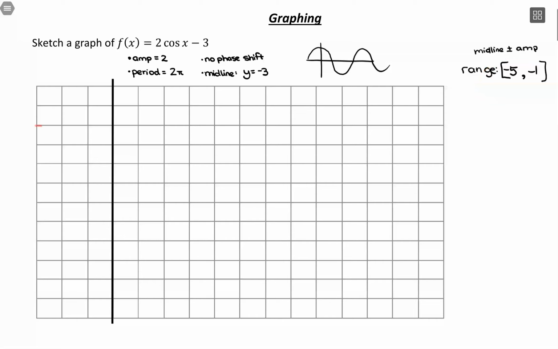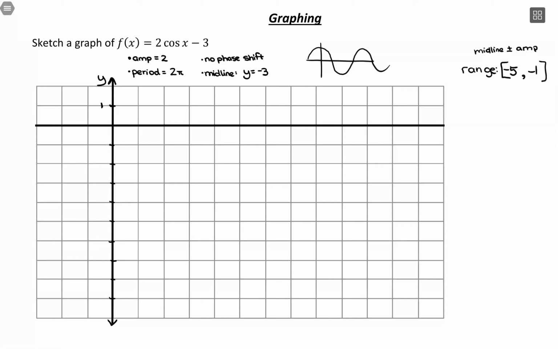So with that, I'm going to put my x-axis kind of high up, because it's all happening down here. I'm going to go ahead and put the x-axis here. And with that, I'm going to label the y-axis. And I'm going to use units of 1. So we'll have -1, -2, -3, -4, -5. That gives me a good visual for what's happening there.